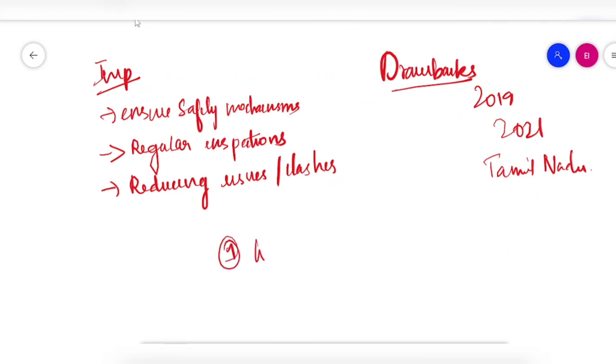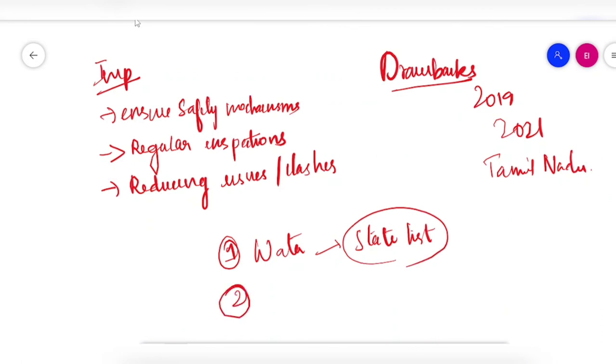The first drawback is, this comes under water, right? And water is under the state list. But the central government is making such a regulation in this regard. So sometimes this seems to be in conflict with our constitution, or it's not in line with the provisions of the constitution, because it is entering into the ambit of the state government.